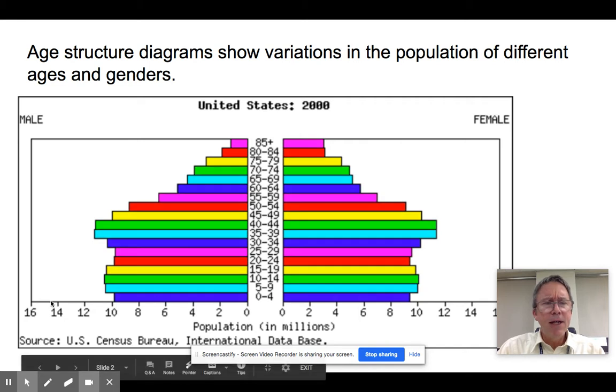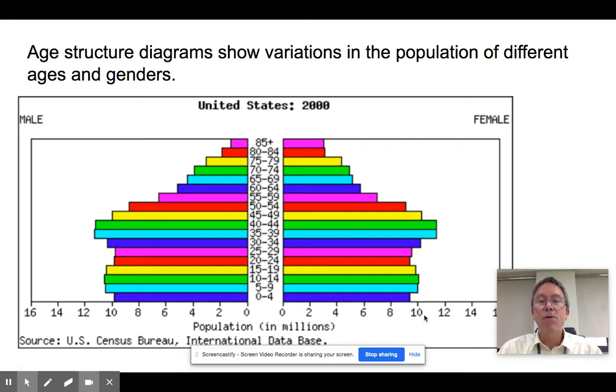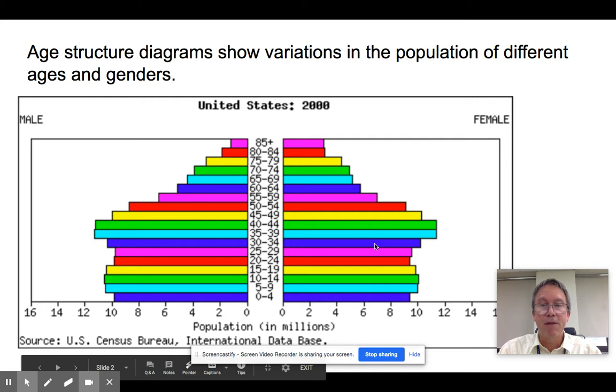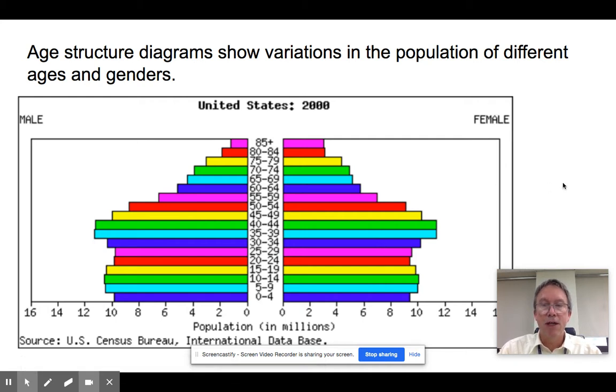And then the x-axis is either going to be the actual population in millions or billions, or it could also be the percent of population that are in these different age brackets. What's important about these is they're going to let us predict future changes that are going to happen in this population.